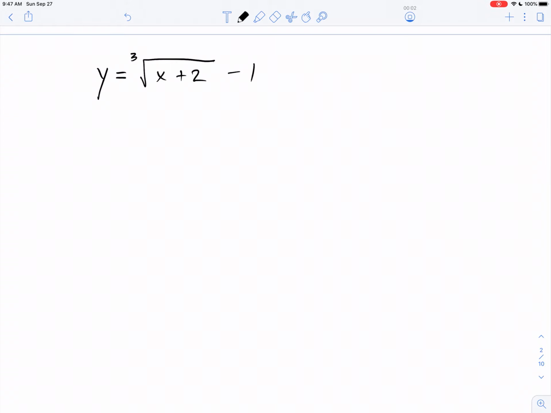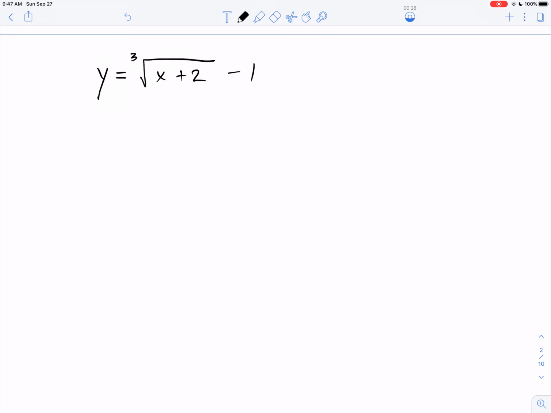All right, last lesson of Unit 4. Here we go. We're going to be finding some inverses. But I also know what an important concept this is, and we have done this before. So I have a problem right here. Y equals cube root of quantity x plus 2 minus 1.